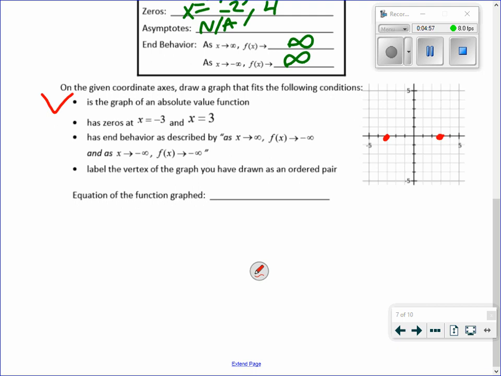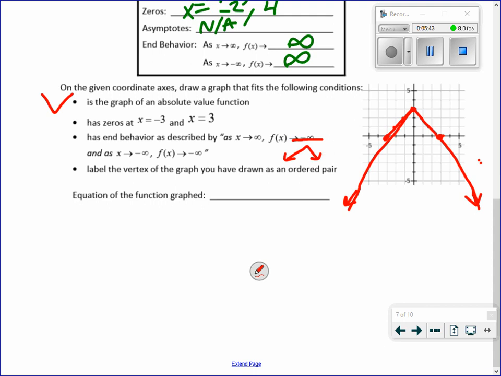Look at what happened next. My end behavior is described as: as x goes to positive infinity, y goes to negative infinity. On the right side, should I be going up or down? Down, good. And I'm also going down to negative infinity on the left. So is this a V or an upside down V? Yeah, so I know this is my general shape, that upside down V. It didn't say anything about a stretch or a compress, so you can assume that there is not one.